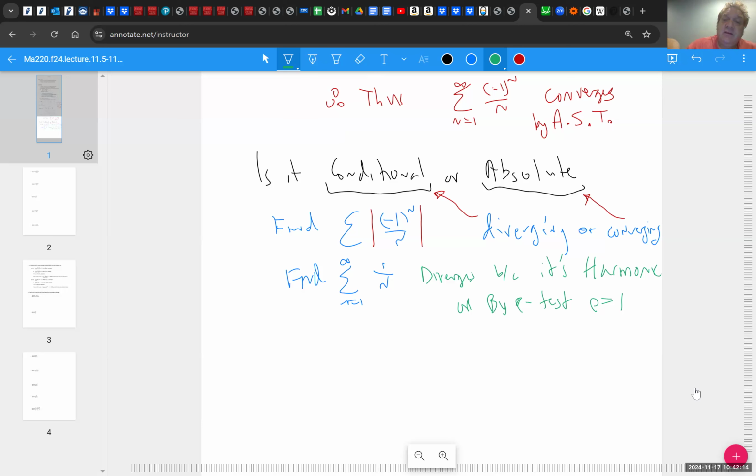So we know that the original series, with the negatives in there, converges. And we know that the series with no negatives in there diverges, right? So we know that the original series converges, and we also know that the series without the negatives diverges. So this is called, do you know what it's called? Conditional convergence.